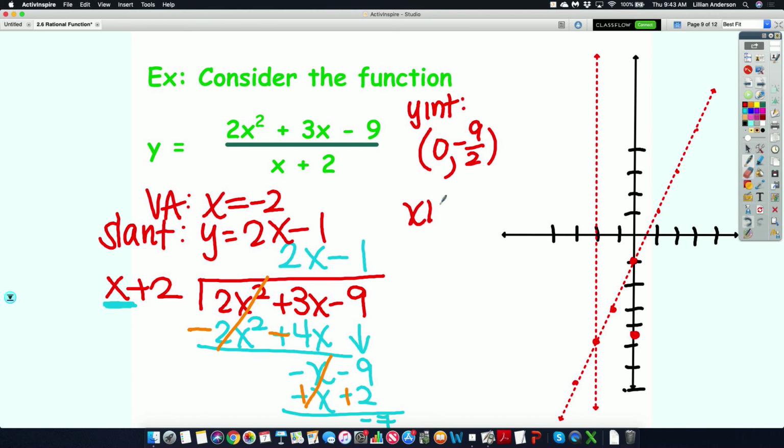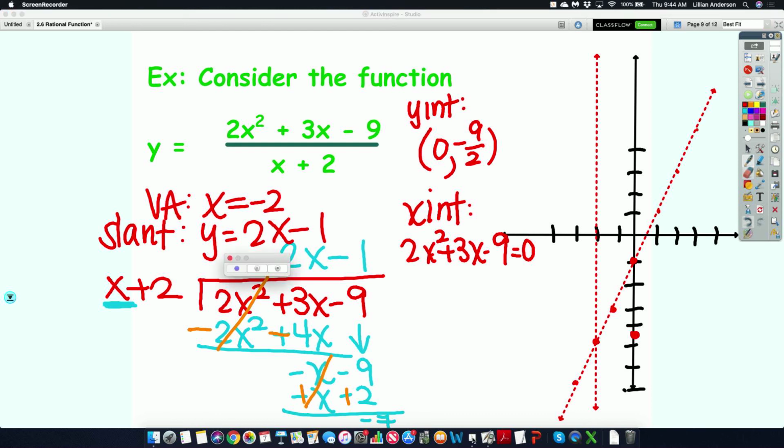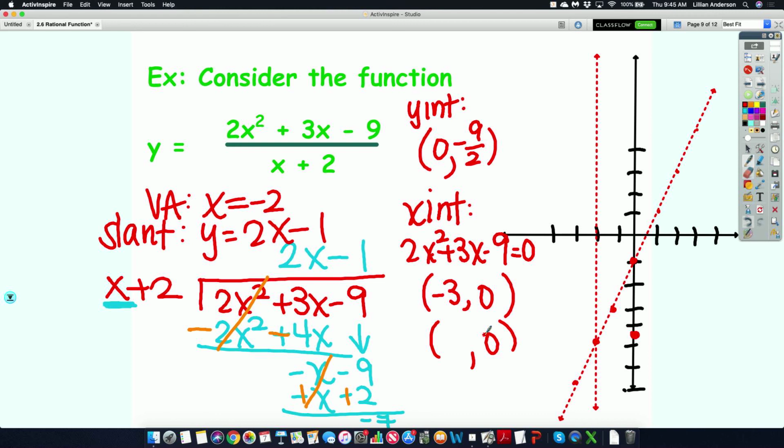What I want you guys to do now, take a minute and I want you to find the x-intercepts. Remember, you find the x-intercepts by setting the numerator equal to 0 or plugging in 0 for y. You are going to need to factor this. I do want you guys to factor and find my x-intercepts. What were my x-intercepts? Negative 3. And then what was the other one? 3 over 2? Okay, cool. So then we have negative 3 and then 3 over 2, which is in between 1 and 2.